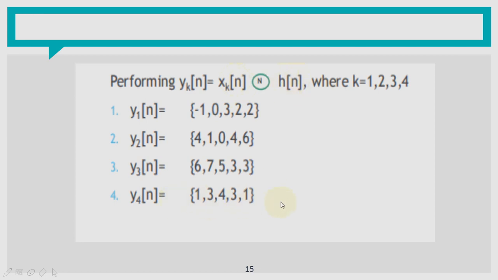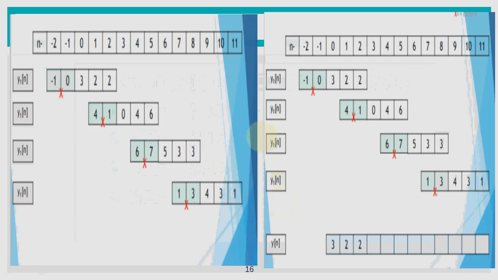So in this way you will get y1, y2, y3 and y4. So finally you will get this output. In this system, the first m minus 1 bits should be discarded. So this first bit should be discarded.